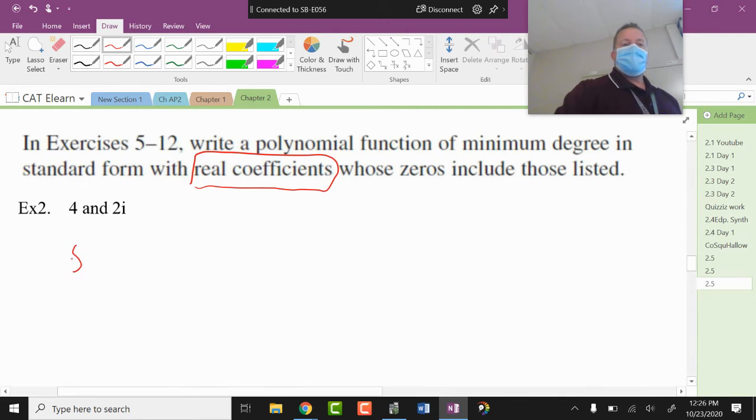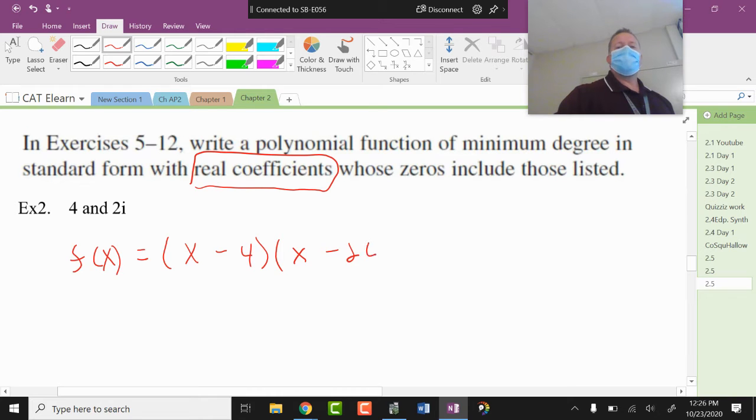All right, so we got to turn zeros into factors. Then I got a real problem with what I just circled there. Oh, no. I got to have a polynomial with real coefficients. I can see if I'm going to FOIL these two, I'm going to have imaginary coefficients. I'm going to have an i number.